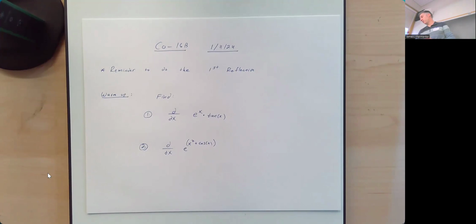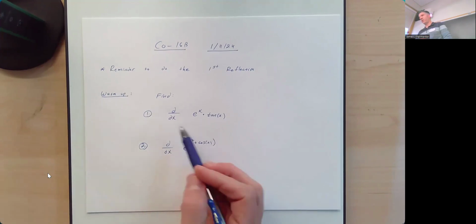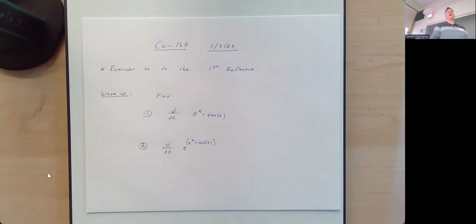Yeah, all right, well, let's take a look at these problems I've written here. So first off, we want to find the derivative of e to the x times tangent of x. That's definitely going to require a use of the product rule.